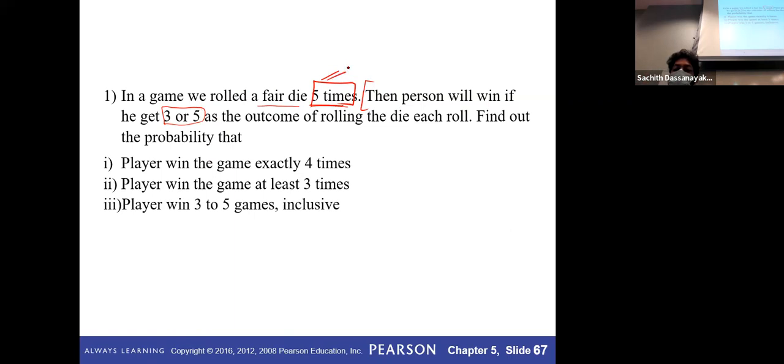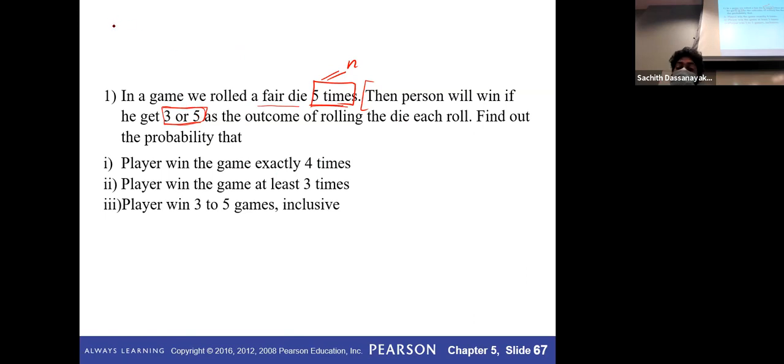So this is my simple n, the number of trials. Bernoulli trials. Why Bernoulli? Because I need 3 or 5 to win, which means success. Otherwise, it is a failure. Any other value, 1, 2, 4, 6, all 4 values are failures, right? 3 or 5 are the success cases. Okay, clear? So what is my x? This one, 3 or 5.